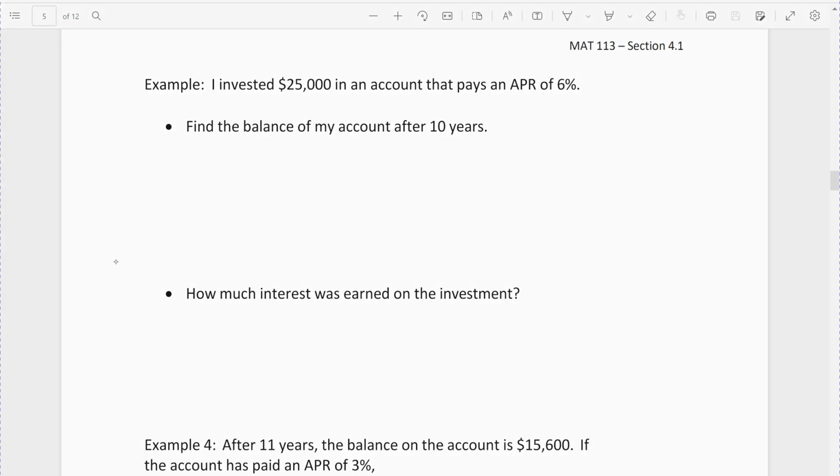Application of compounding interest. All right, so this first application I'm going to give you: we invested $25,000 in an account that pays an APR of 6%. Notice nowhere on here does it say a compounding period, but it also doesn't say simple interest. So when it doesn't say simple interest, the APR means annual percentage rate.